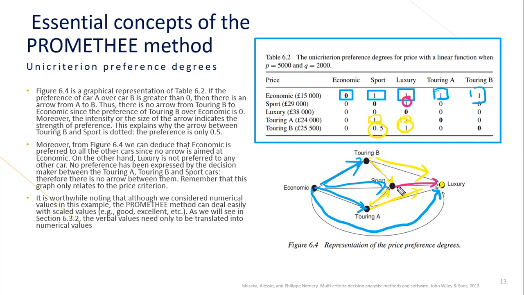Okay, from here you can see that the economic car in terms of price doesn't have an arrow going into that point. It means that in terms of preference, this will be the most preferred among the other alternatives, because they have the strongest preference. From the graph you can see it. And luxury is the opposite of the alternative being preferred in terms of price.